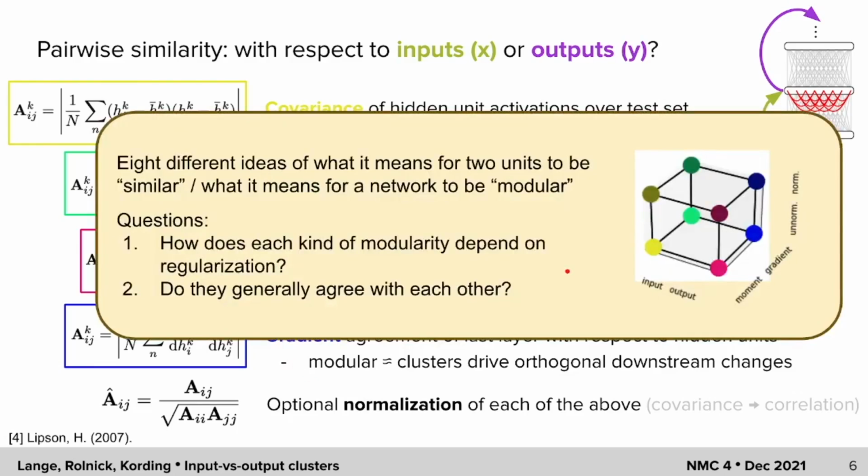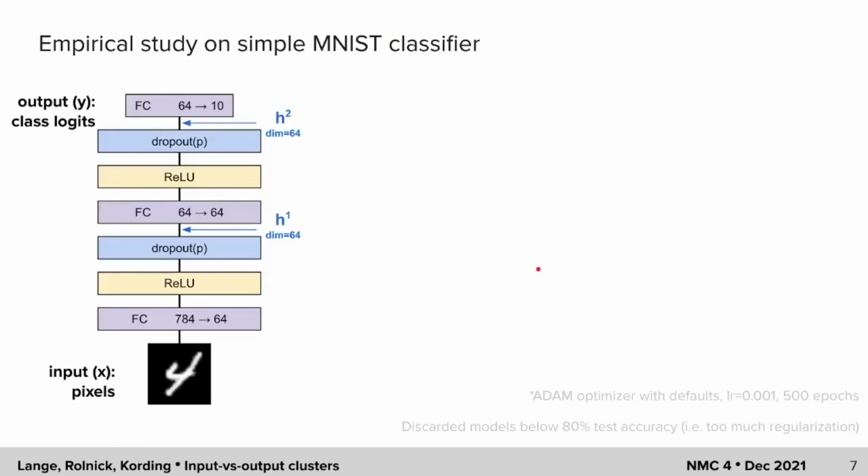We will ask two questions about these methods. First, how does each of these measures of modularity depend on regularization? And second, do these methods generally agree with each other? To answer these questions, we studied a simple feed-forward MNIST classifier with three fully connected linear layers. We will analyze the two layers of hidden activities H1 and H2.